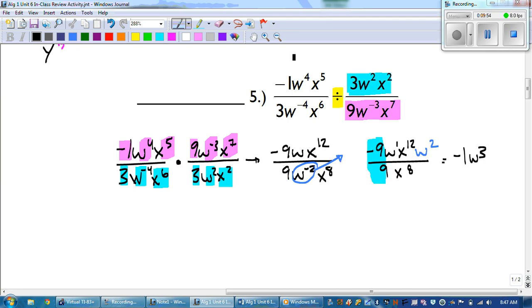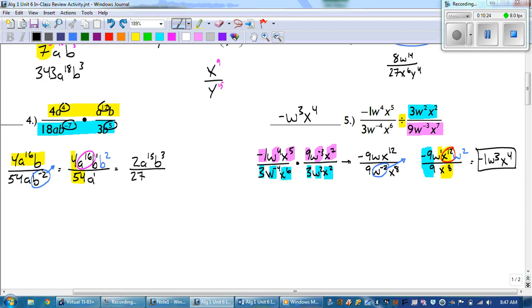And then what happens with our x's? So I've got x's, sorry, on the top and bottom. Who wins? Yeah, the top one. So the top wins by 4. So everything in the denominator ends up canceling out. And then our final answer is negative w cubed x to the 4th. Remember, I don't need to put the 1 out there because it's just a 1. It's not wrong if it's there. You just don't need it. Okay?